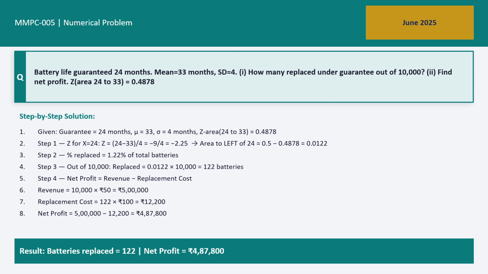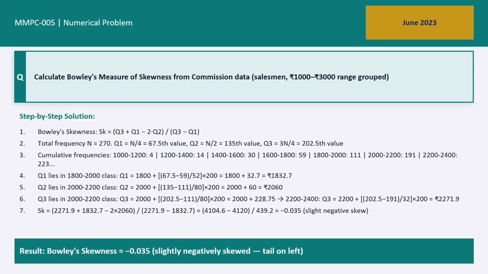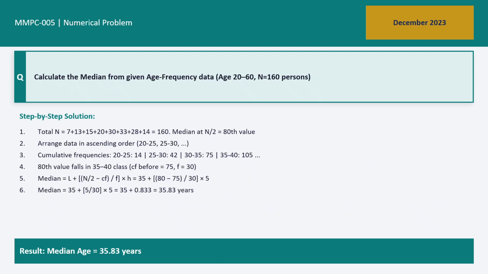Next topic is descriptive statistics, where we deal with measures like mean, median, standard deviation, and skewness. For Bowley's skewness, we use quartiles and a formula involving Q1, Q2, and Q3. If skewness is negative, it means distribution is slightly left skewed. For median, we locate the m by 2 value and apply formula using class interval. And for standard deviation, we use step deviation method to simplify calculations. Always show full steps because marks are given for workings.